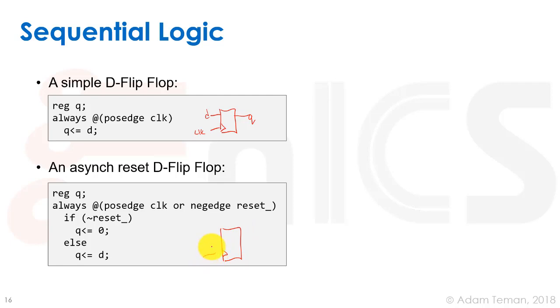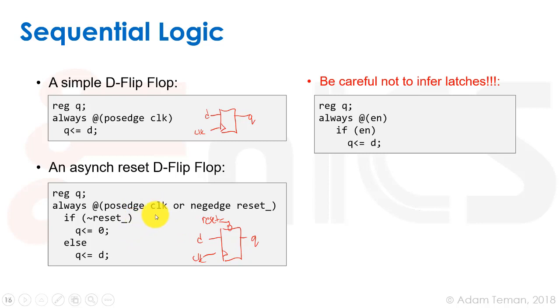and what we have here again is a flip-flop that gets a clock here, but it also has this reset_ here, which is the reset, and it has this D and this Q. Okay, so that's an asynchronous D flip-flop, asynchronous reset.